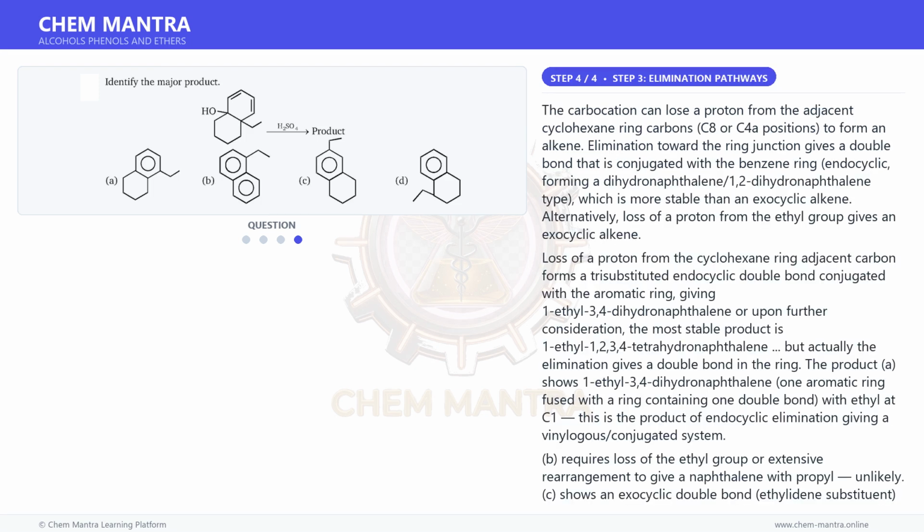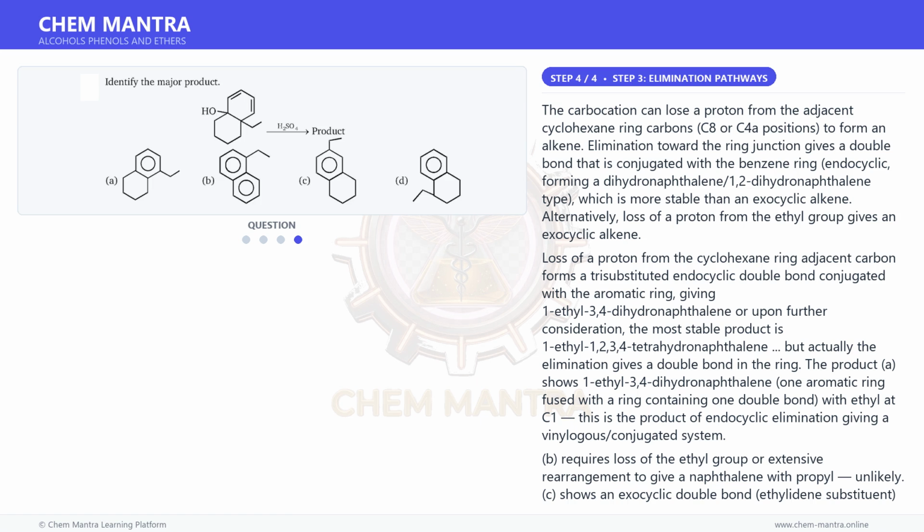And for the final step, the carbocation can lose a proton from the adjacent cyclohexane ring carbons, C8 or C4 positions, to form an alkene. Elimination toward the ring junction gives a double bond that is conjugated with the benzene ring, endocyclic, forming a dihydronaphthalene, 1,2-dihydronaphthalene type, which is more stable than an exocyclic alkene. Alternatively, loss of a proton from the ethyl group gives an exocyclic alkene.